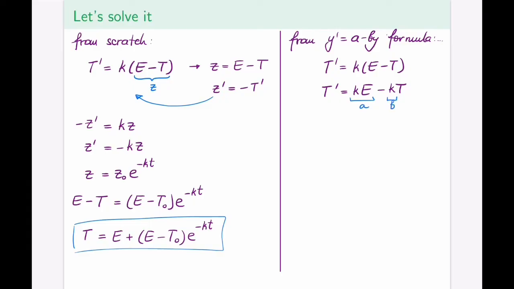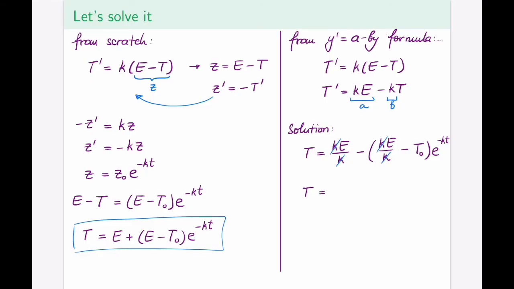and now I can notice that this will act as a and this will act as b, therefore producing the solution of a over b, so kE over k, minus a over b one more time, so kE over k minus the initial condition T naught, which in this case we cannot assume to be 0. We have not been told to assume anything like that, e to the power of minus kt. And as before, let me just cancel things out here and simplify this equation a little bit. So what are we going to have?